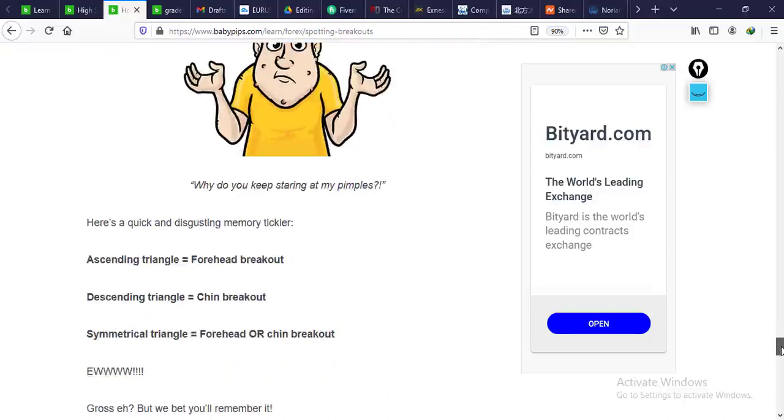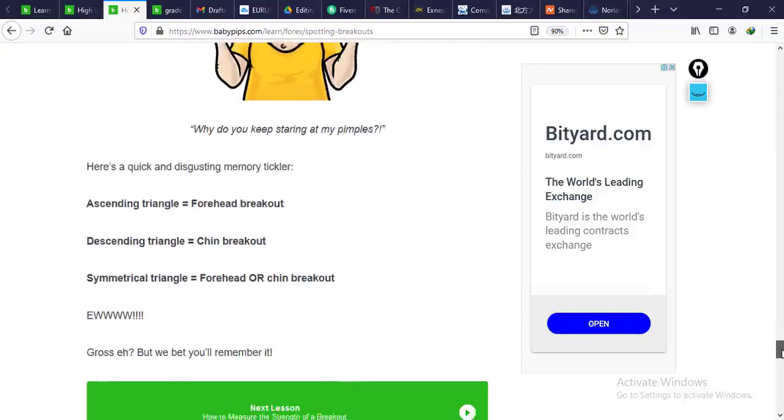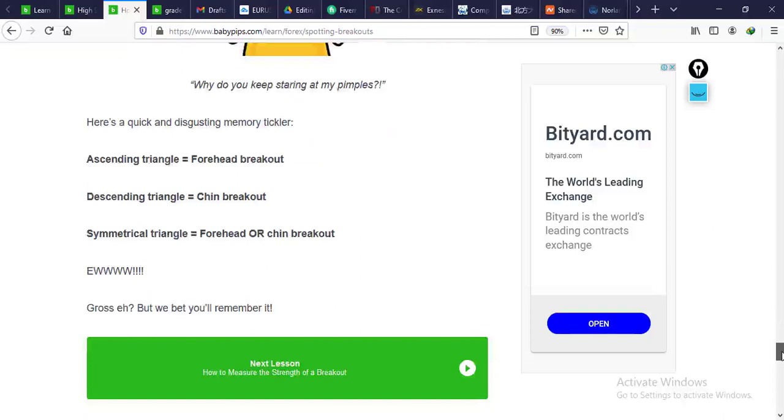Try to have this mental description on your mind all the time, and it will be easy for you to spot them and to know the direction. Ascending is your forehead, descending is your chin, and symmetrical is either way, a forehead breakout or a chin breakout. Now let's move to the next lesson: how to measure the strength of a breakout.